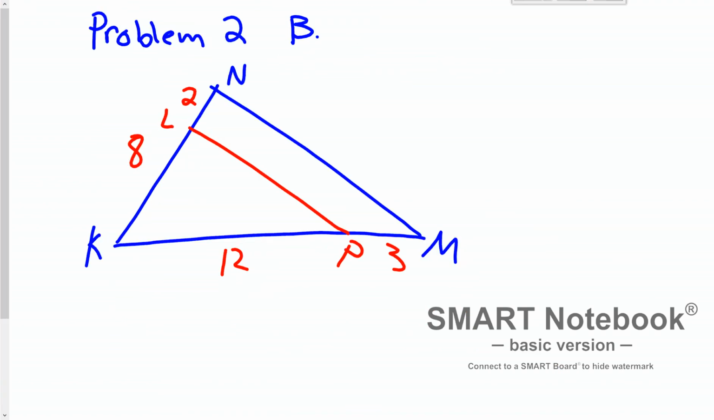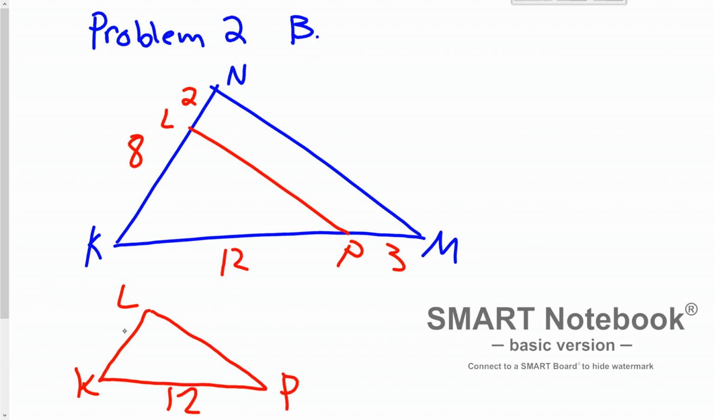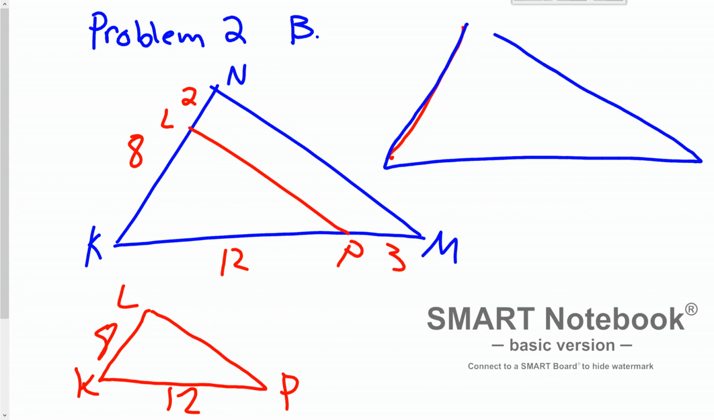All right, part B here. Here you might have to redraw this. So maybe redraw this. This is L, this is K, this is P, this is 12, this is 8, and I don't know this one. And then draw the bigger one. I guess I can do it in blue. 8 plus 2 is 10, so this whole thing is 10 from K to N. And I don't know this one, but I do know 12 and 3 is 15, so this K to M is 15.